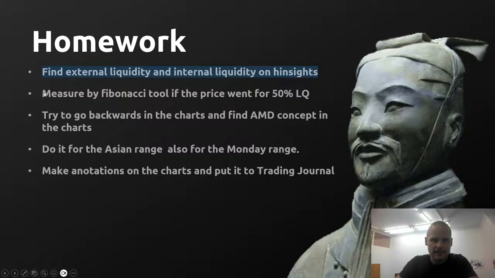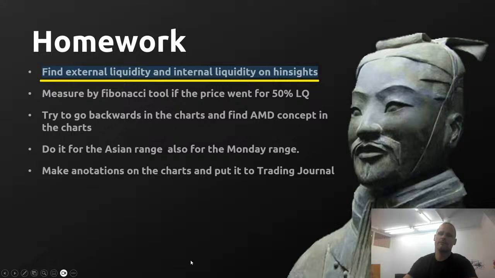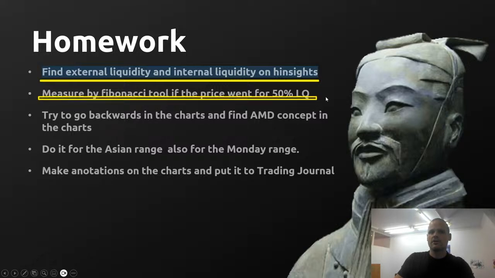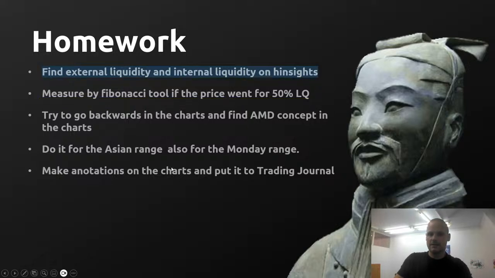Find the external liquidity and internal liquidity in hindsight, right? Go backwards into your charts and try to find out where these are, right? Try to measure with the Fibonacci tool if the price went for the 50% liquidity lows, as we've been speaking. If it did, then try to go backwards in the charts and find AMD concepts. This is what I was saying last time. Hope someone did it. And do it also for the Asian range and the Monday range, right?